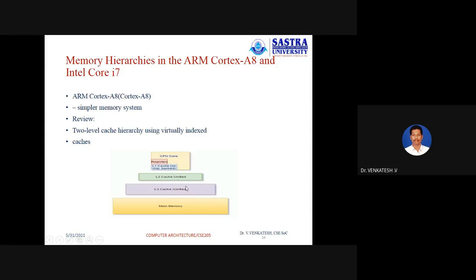So in that case, it will take some time. But the advantage is that the size is going to be more compared to L1. Whereas in the case of L3, it is far away from the CPU core. So in that case, the latency will be high, but the size is going to be more. Similarly, the main memory. So these are all the things we have to look at whenever we discuss caching.